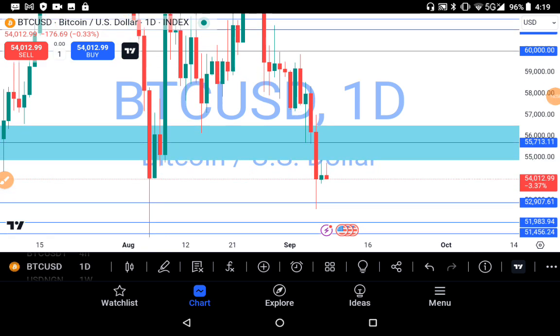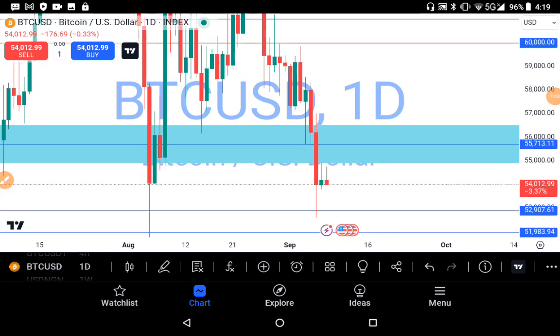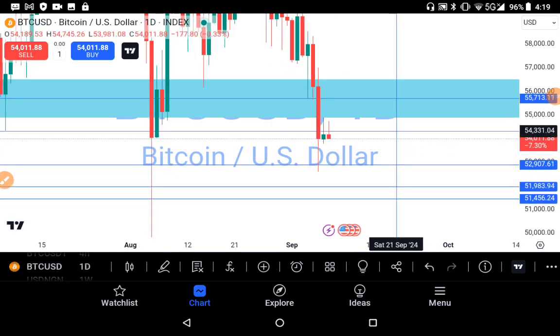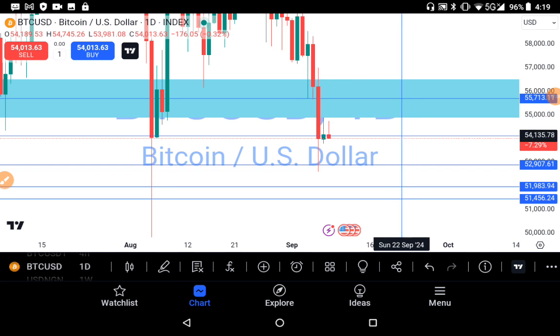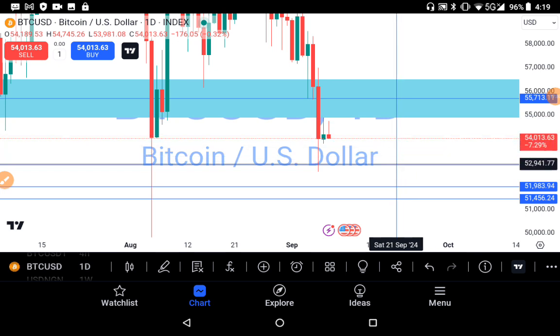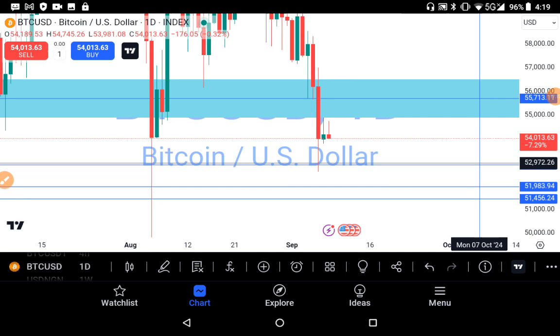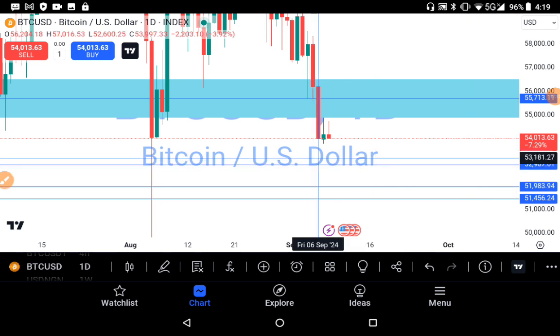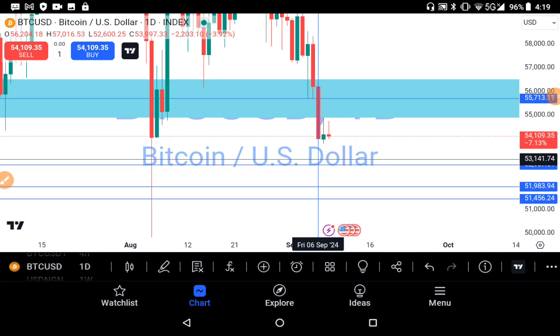The BTC price has traded. It has taken 57,000. It has visited 56,000. It has visited 55,000. It has visited 54,000. It has gone down as far as this low on Friday. The low of that candle comes in at 52,600. So at 52,600, I'm expecting 52,000.